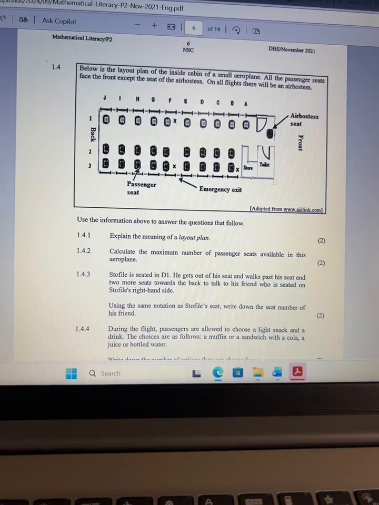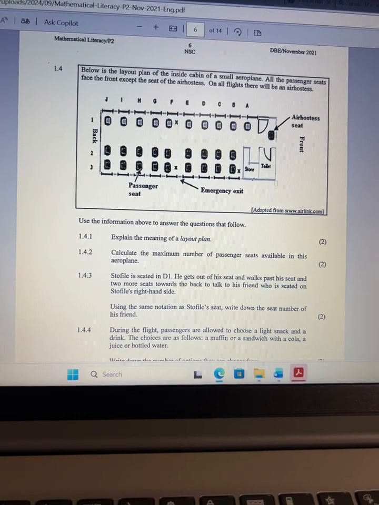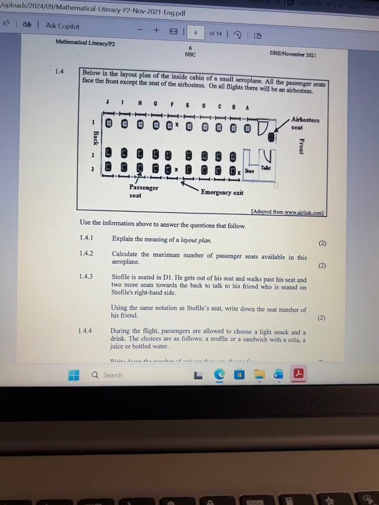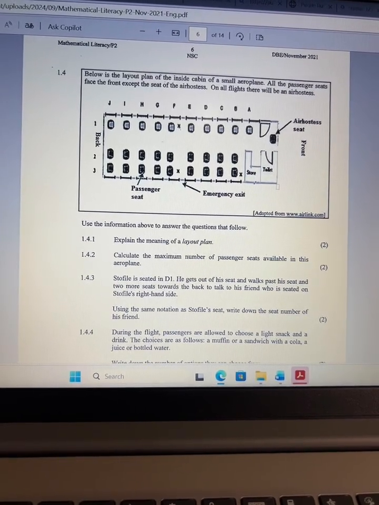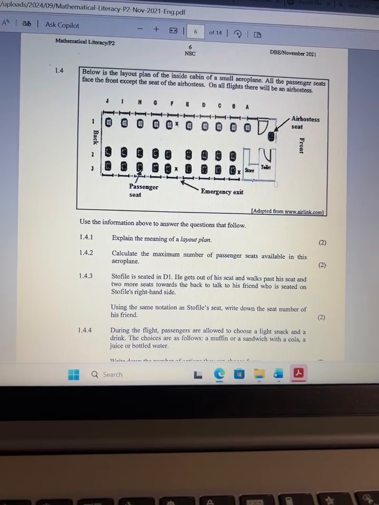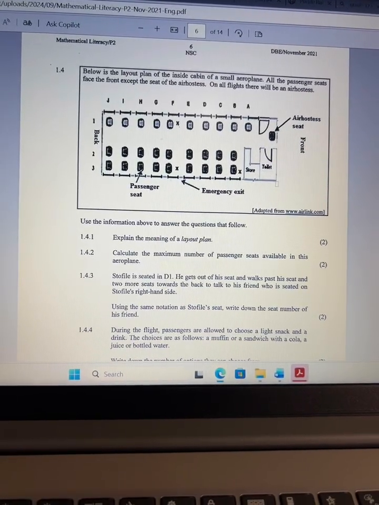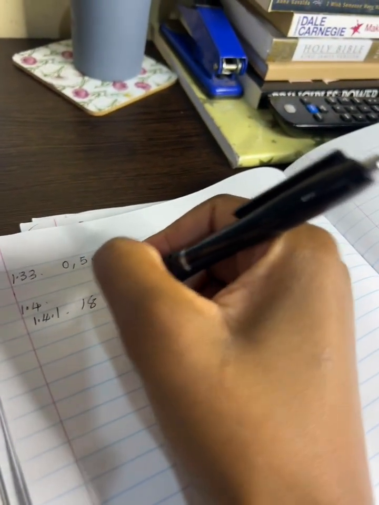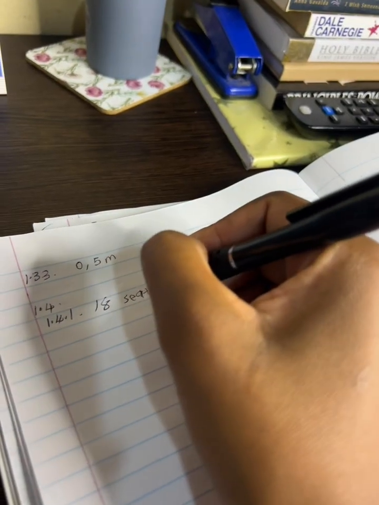They said calculate the maximum number of passenger seats available in this aeroplane. So they showed us the passenger seats. We have 1, 2, 3, 4, 5, 6, 7, 8, 9, 10, 11, 12, 13, 14, 15, 16, 17, 18. We have 18 seats.